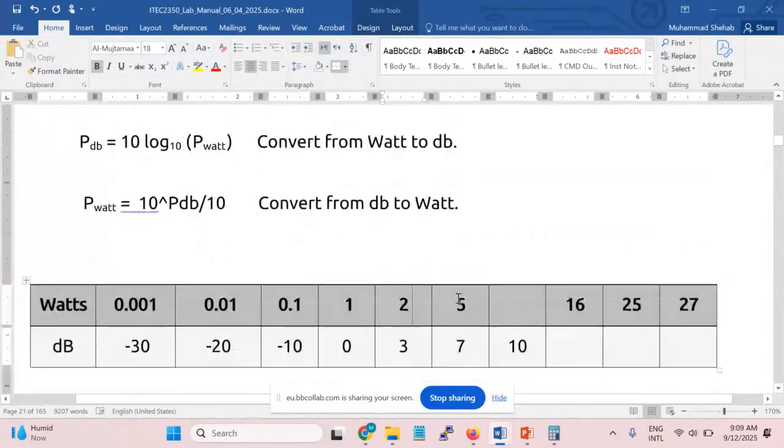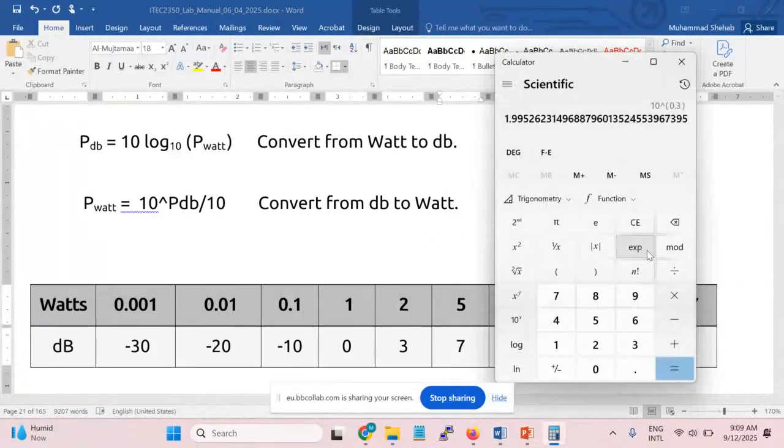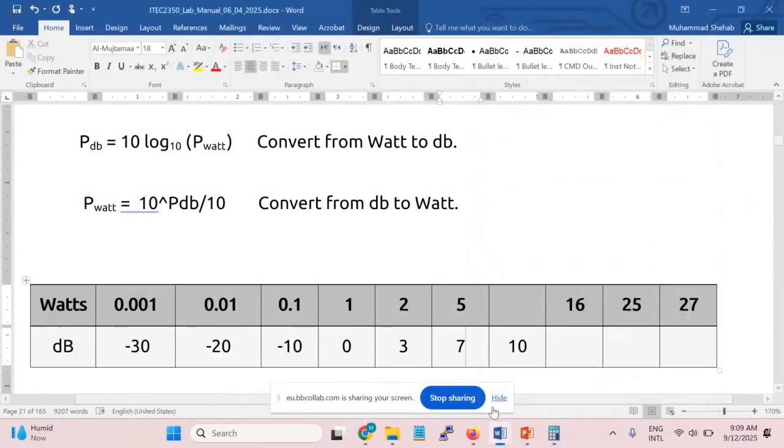Here, this is given, 5 in watts equals 7 in dB. Let us calculate it. 5 in watt, I will take the log, times 10, equals 7 in dB, correct. 7 in dB divided by 10 equals 0.7. I will take 10 power 0.7, it equals 5. So it is correct.